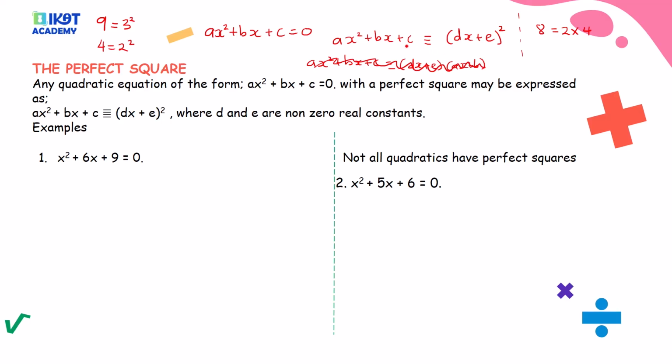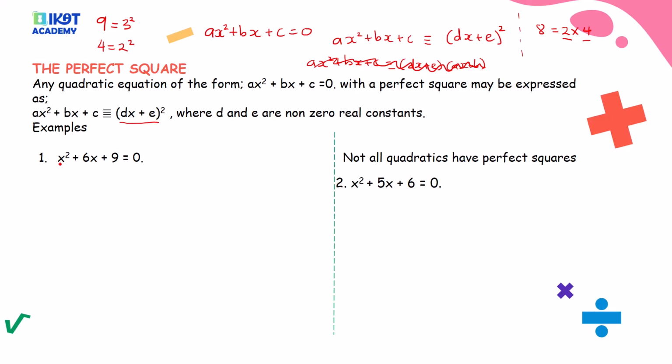For a perfect square, it should be able to be expressed as a square of one expression. For example, you see 9 can be expressed as 3 squared, or 4 can be expressed as 2 squared. But 8 cannot be a perfect square. Why? Because 8 cannot be expressed as a square of one expression. You see, we have to get 2 and 4. So any quadratic expression that can be expressed as the square of one single expression is a perfect square.